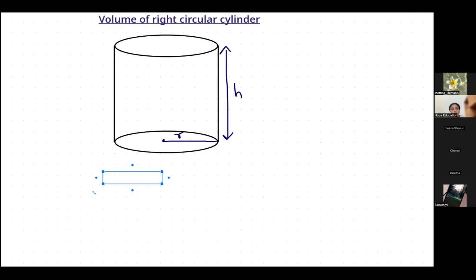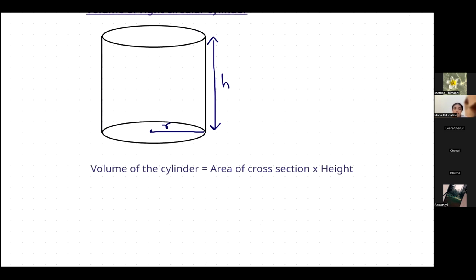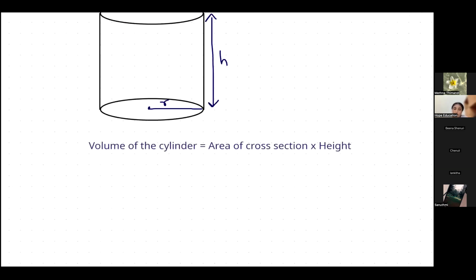Volume of the cylinder equals අපි මුලින්ම cross section එකේ area එක බලනවා. Area of cross section be multiplied by the height of the cylinder. මෙහෙම තමයි cylinder එකේ volume එක හොයන්නේ. ඒ කියන්නේ volume equals cross section එක කියන්නේ මේ circle එකනේ. කොහොමද circle එකේ area එක හොයන්නේ? Radius එක r නේ, so it's pi r square.